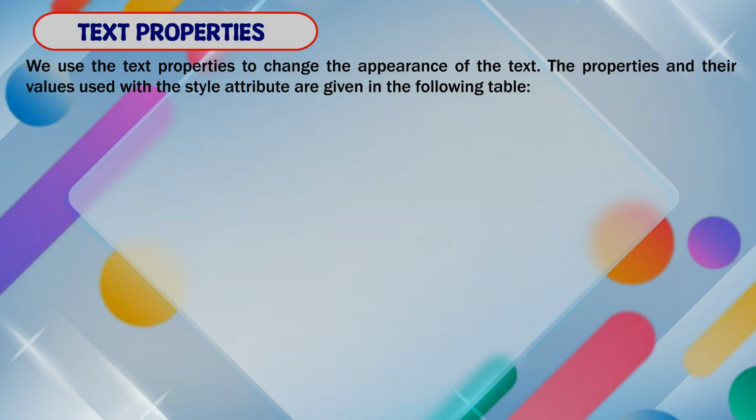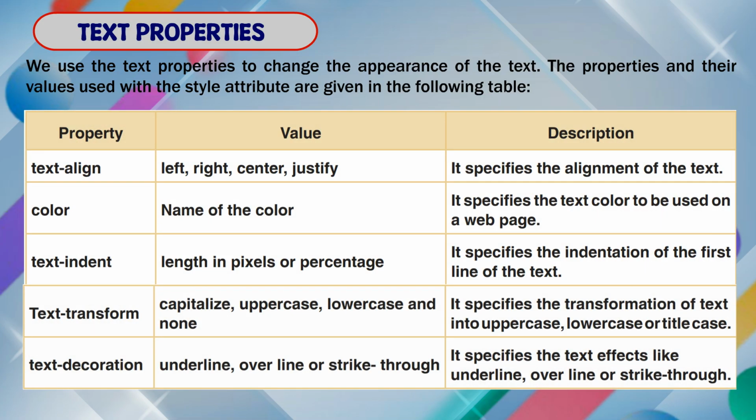Text properties. We use the text properties to change the appearance of the text. The properties and their values used with the style attribute are given in the following table. Property text-align. Value: left, right, center, justify. Description: it specifies the alignment of the text. Property color. Value: name of the color. Description: it specifies the text color to be used on a web page. Property text-indent. Value: length in pixels or percentage. Description: it specifies the indentation of the first line of the text.